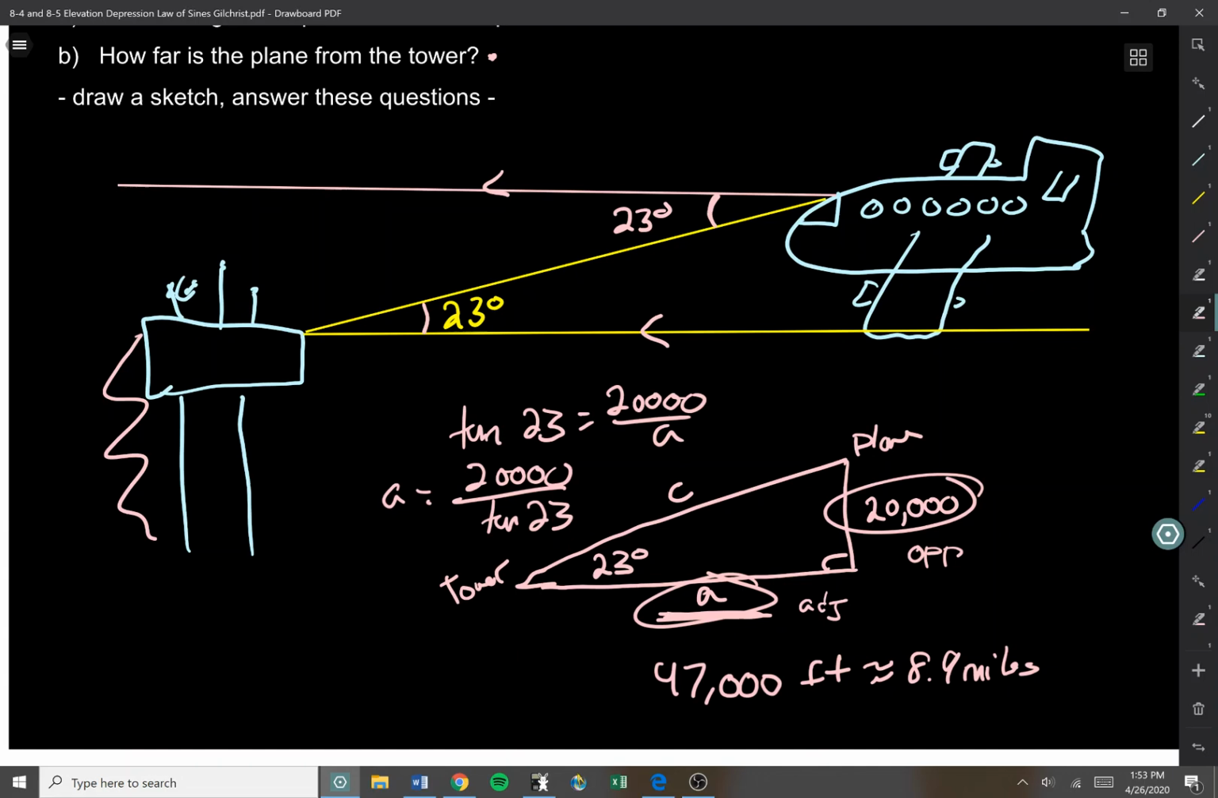That's angle of elevation and depression. Here's the angle of elevation. Here's the angle of depression. That's the whole game.